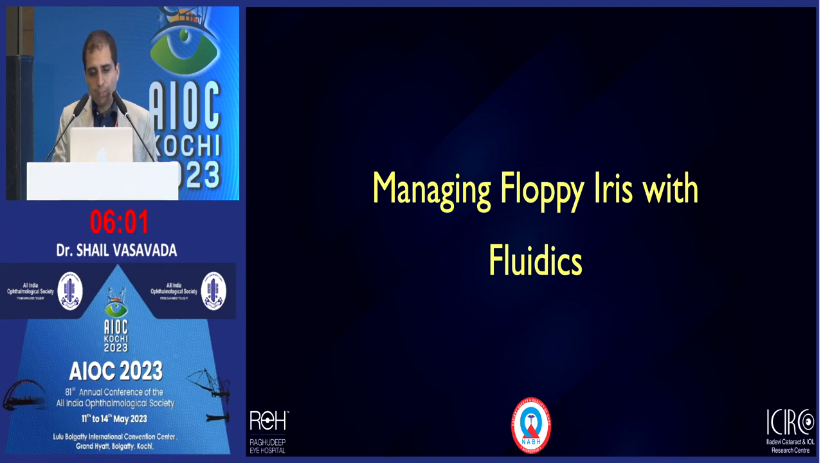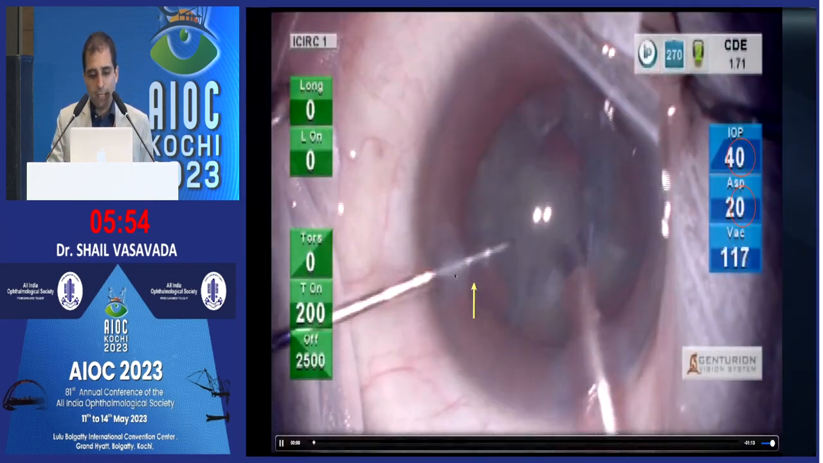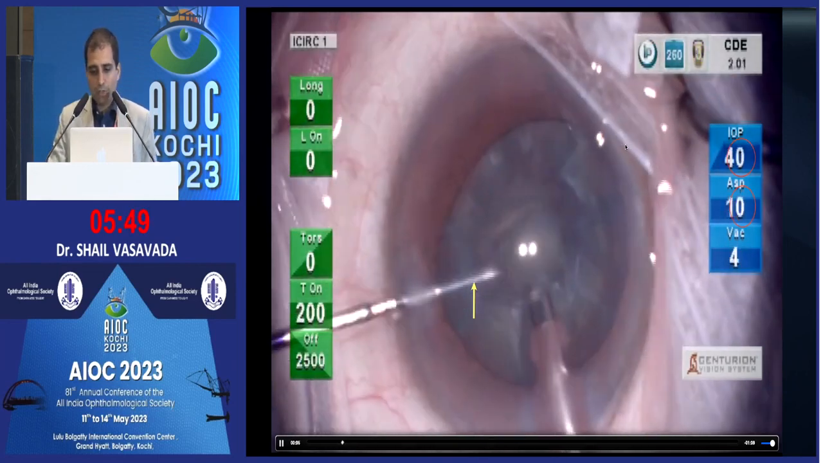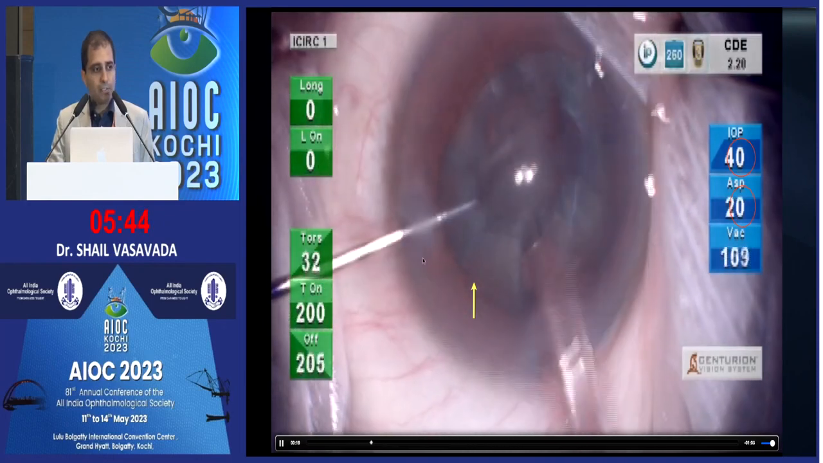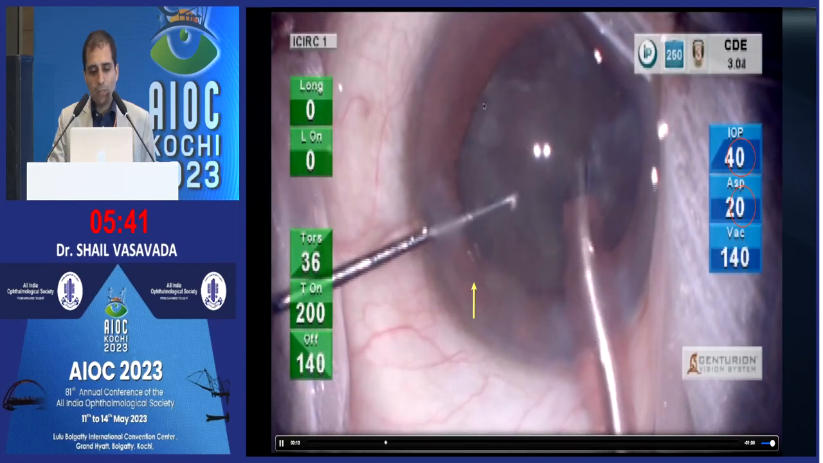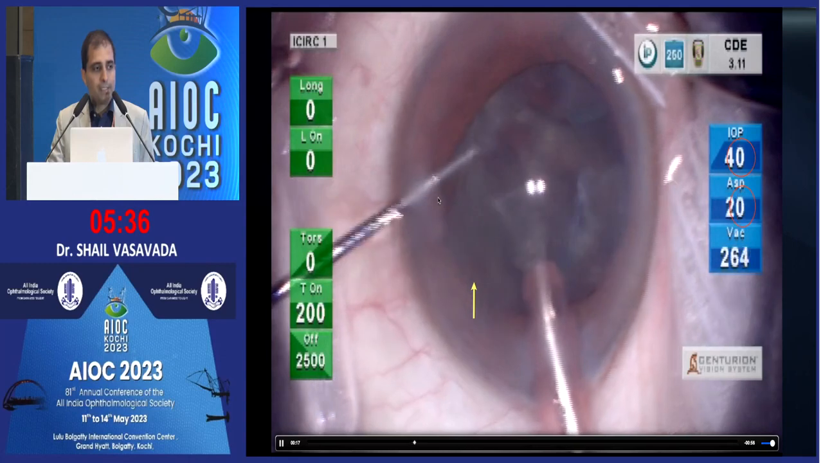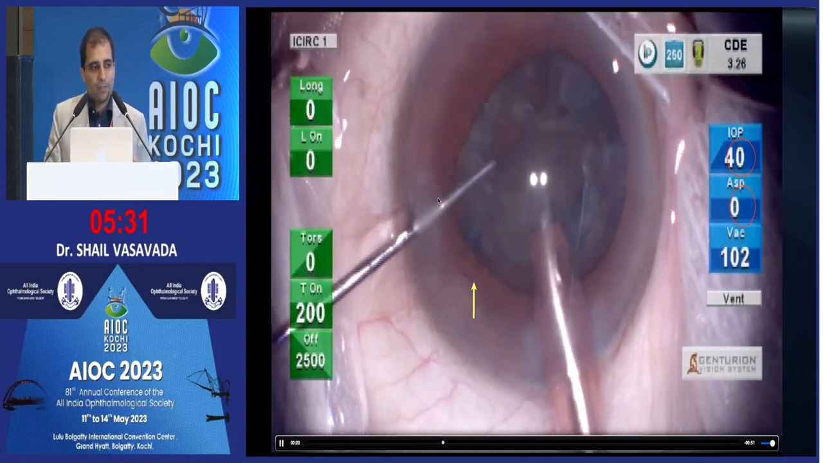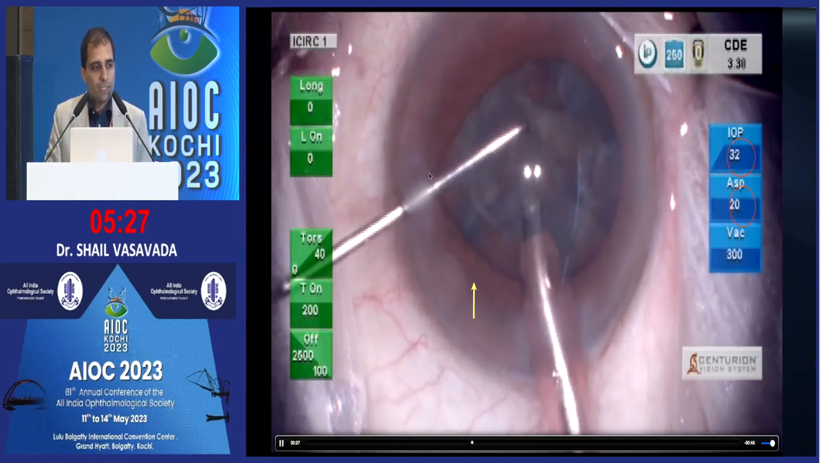How do we use fluidics to improve our day-to-day problems? This was a 65-year-old male on oral tamsulosin for benign prostatic hyperplasia. Keep noticing the area of my side port. I'm using an intraocular pressure of 40, and you'll see that the shape of the pupil is slowly but surely becoming more and more oval, with the iris tending to come towards this side port. Typically, once the iris comes, it keeps coming, and you end up repositing and usually end up in a mess.